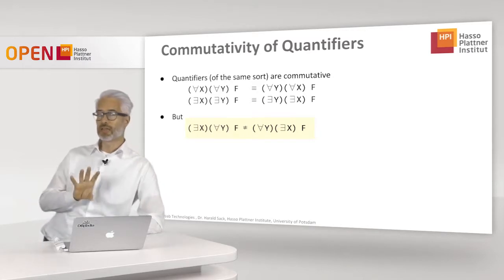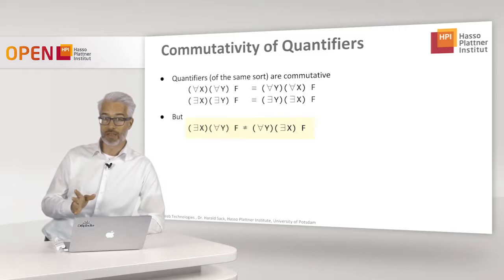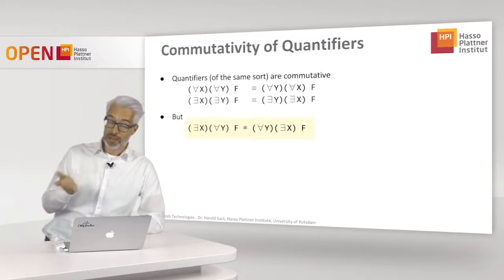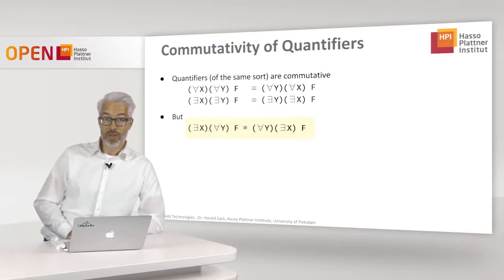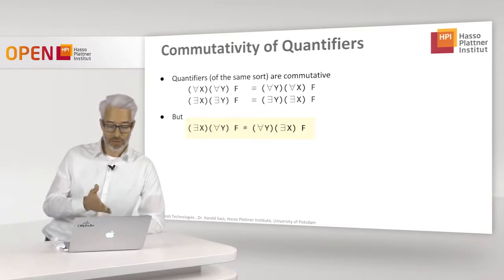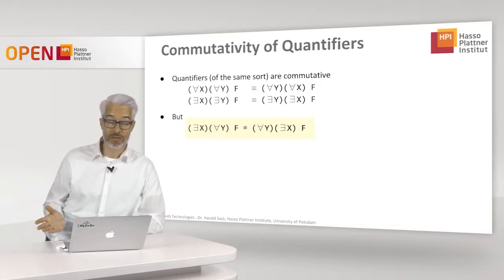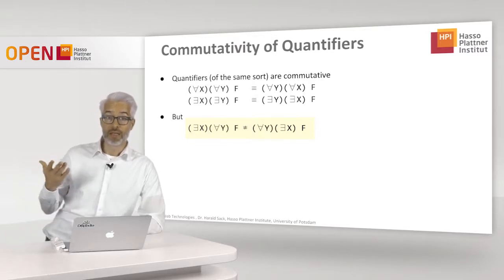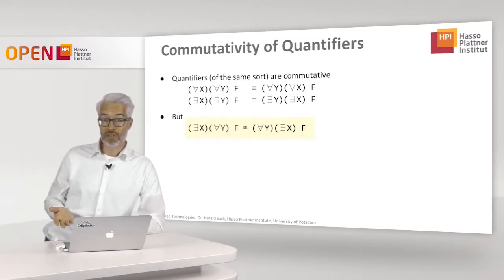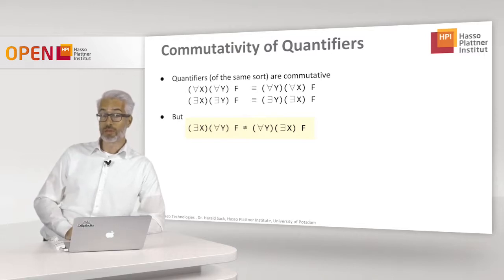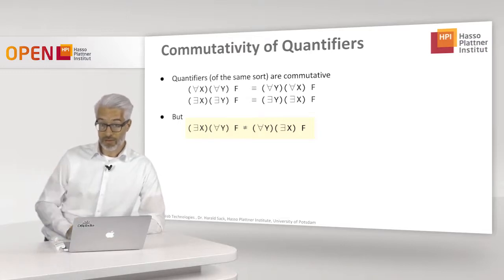If the quantifiers are of the same sort, then of course they are commutative. No matter in which order you apply them, the result will be the same if you consider only universal quantification or only existential quantification. But if you mix both, so if you have an existential quantification over a universal quantification and vice versa, you are not allowed to commute them, to change the order of both, because this would change also the logical sense, the meaning of the expression.